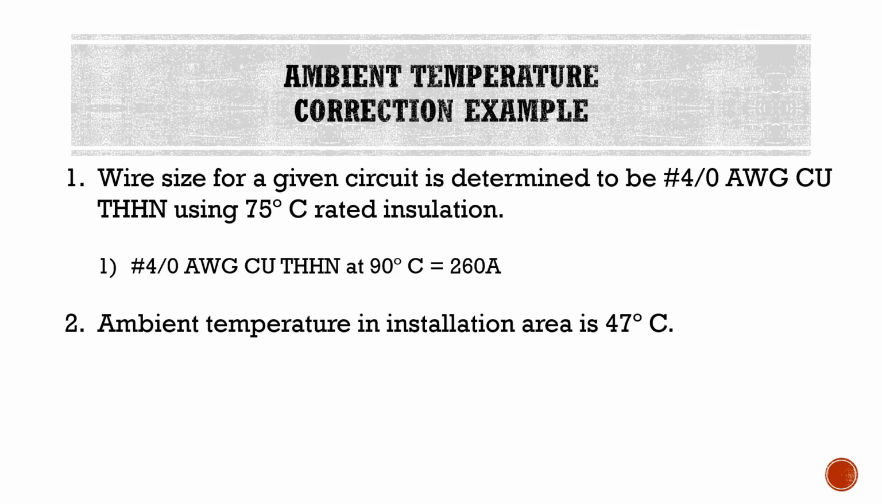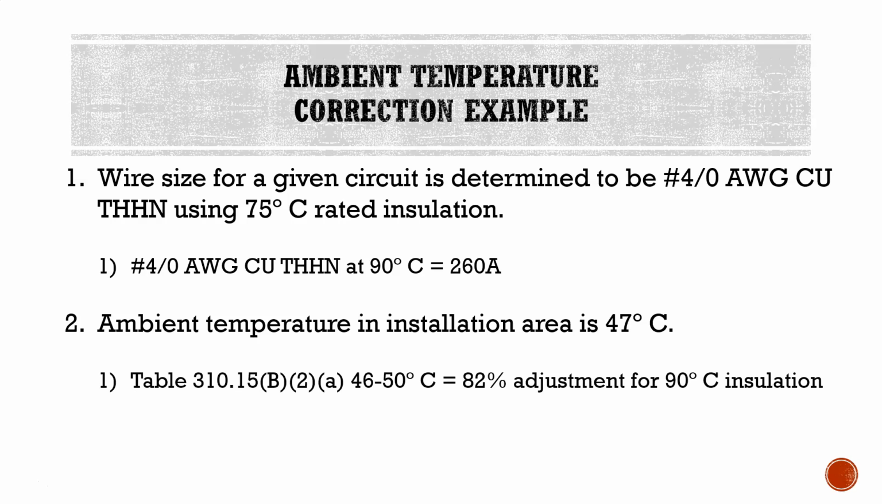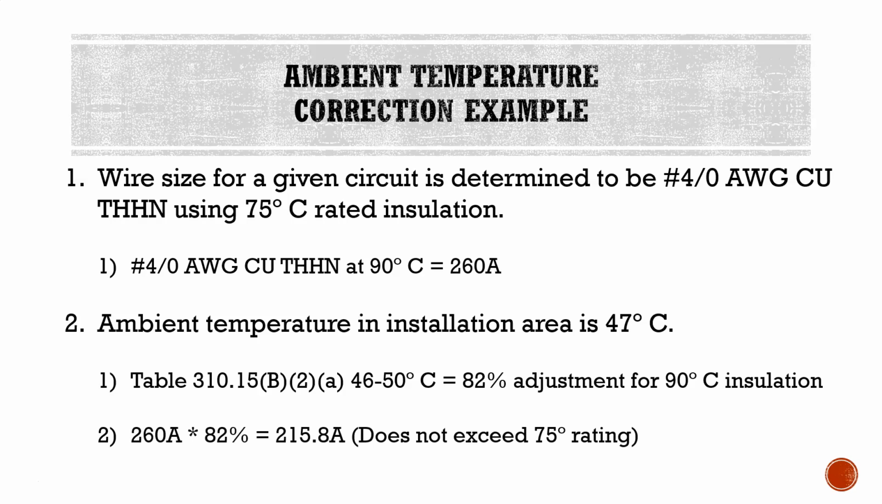Now the ambient temperature in the area we're installing is 47 degrees Celsius, which is much higher than our 30 degrees Celsius, which we would normally want it to be at. So we reference table 310.15(B)(2)(a), and we see that for 46 to 50 degrees Celsius, we have to do an 82% adjustment for 90 degrees Celsius insulation. So what this means is we take our 260 amps, multiply it by 82%, and we get 215.8 amps.